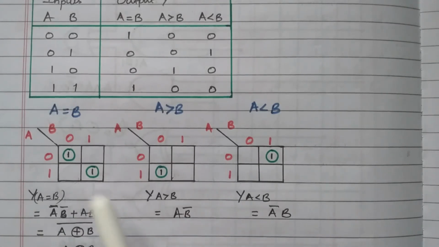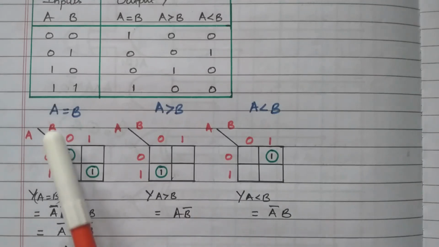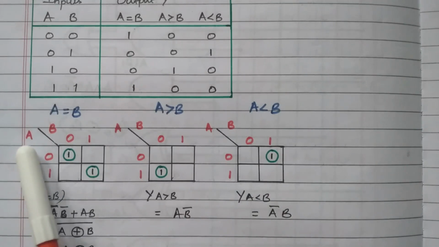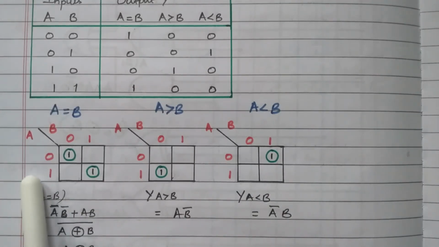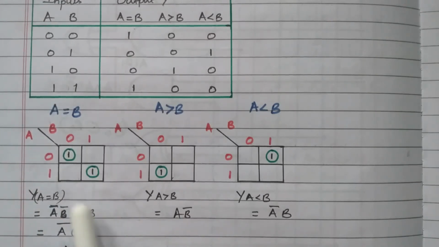The same thing can be implemented with the Karnaugh map, the K map, also. For A equal to B, this is the 2 variable K map. A and B, 2 inputs A and B. A has 2 possibilities, 0 and 1. B also has 2 possibilities, 0 and 1.